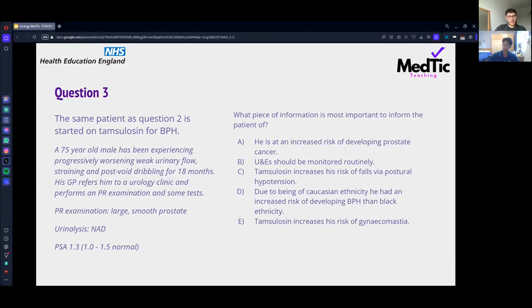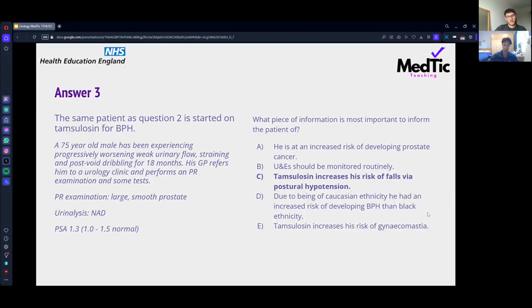Okay, so do you want to go on to the answer slide? Okay, so it will probably be quite useful just to go through some of these answers to say why they are right and wrong. So say this patient was started on tamsulosin for benign prostatic hyperplasia.